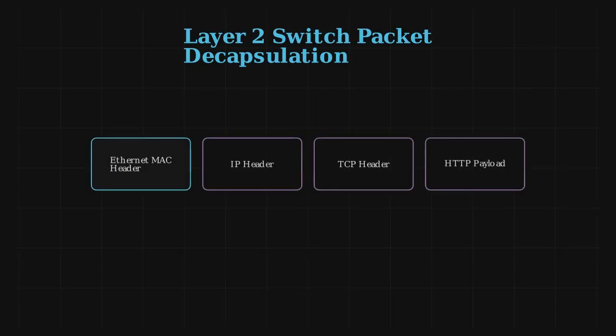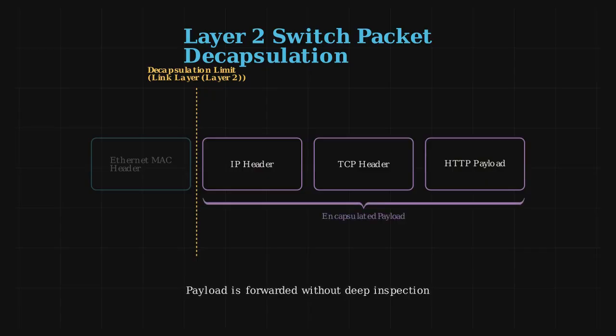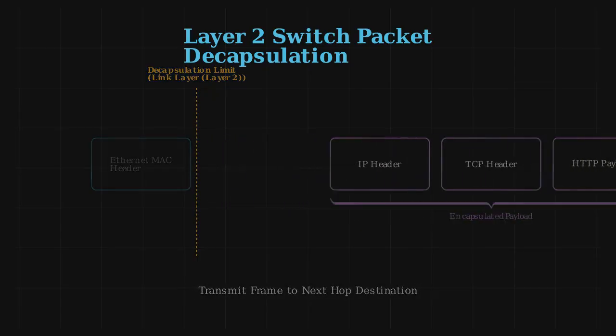Intermediate devices do not decapsulate the entire packet. A layer 2 switch operates only up to the link layer. It strips nothing permanently, it simply inspects the MAC frame header to forward the intact packet, remaining completely blind to IP addresses and payload contents.